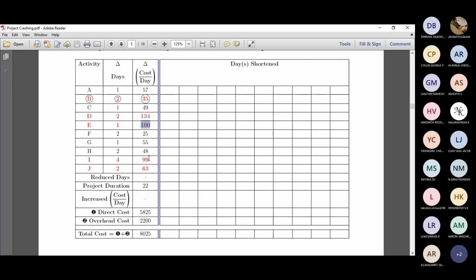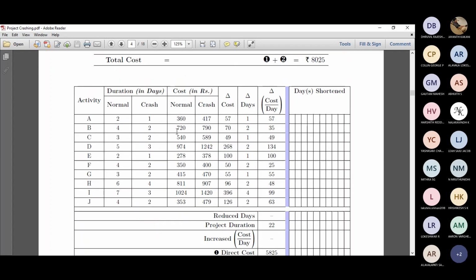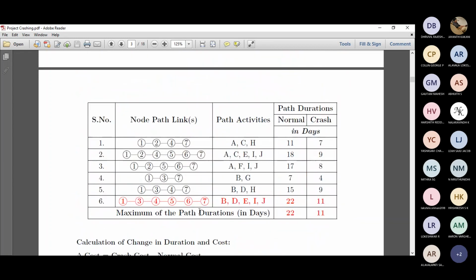Excuse me, sir. Sorry, sir. Could you just let me know why you marked B, D, E, F, I, J in red, sir? Well, those are critical activities, no? From here, B, D, E, I, J. Those are critical activities. That is what we will find in the initial stage.